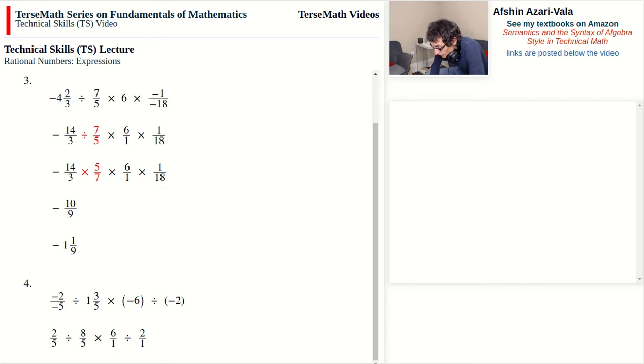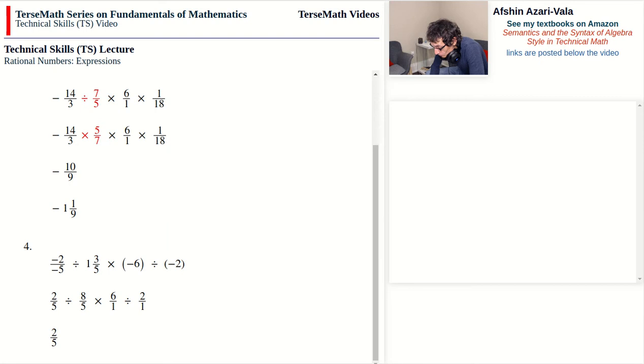Now, division by 8/5 will turn into multiplication by 5/8. Then we have times 6/1. And then division by 2/1 turns into multiplication by 1/2. And we are back to chain multiplication. We reduce what we can.